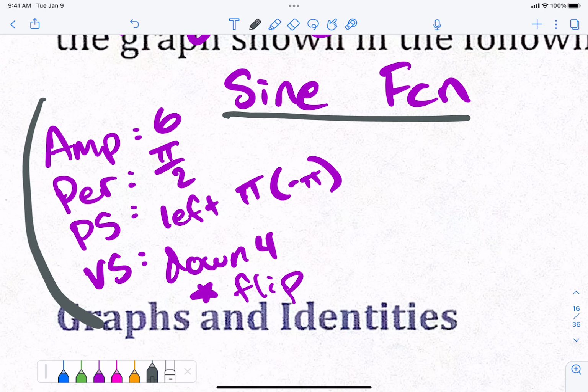I want your amplitude to be 6. We're not going to graph this. We're just going to write the equations. We're going backwards. I want your amplitude to be 6. I want your period to be pi over 2. I want your phase shift to be left pi. They will write it as a negative pi, but that's what that means, negative pi, okay?